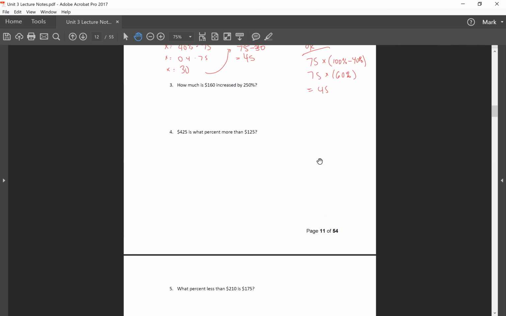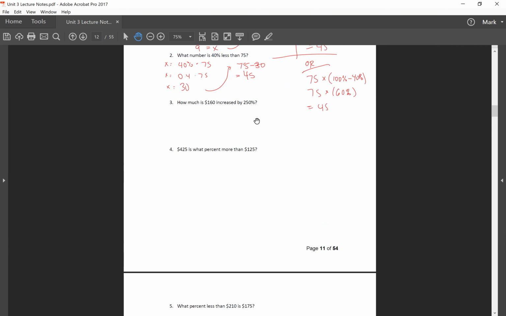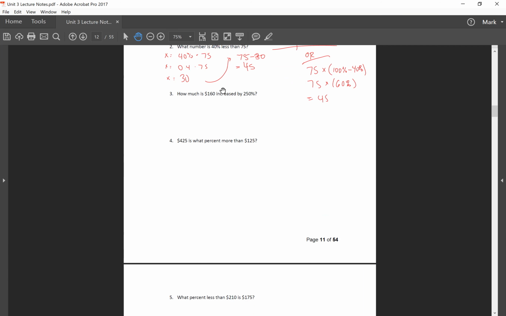Why don't you guys try some of these? So 3, 4, and 5. And I'll be back in a couple minutes and we'll look at the answer. So give 3, 4, and 5 a turn. Remember, you can do it in 2 steps or 1 step, whatever you're comfortable with. But try 3, 4, and 5. And we'll look at the answers, and then that will be it for today.